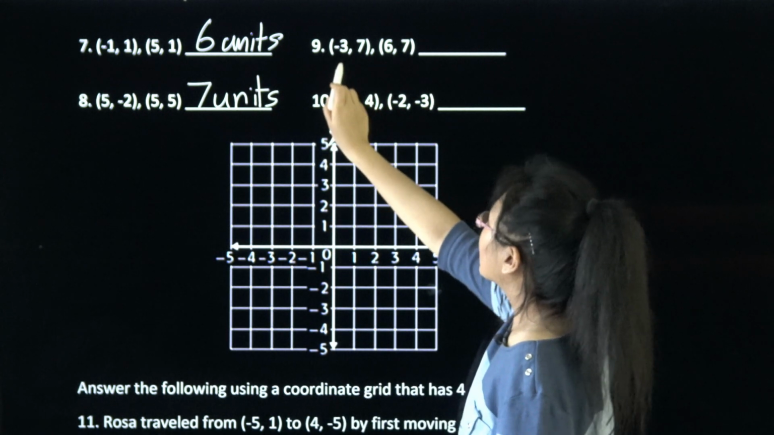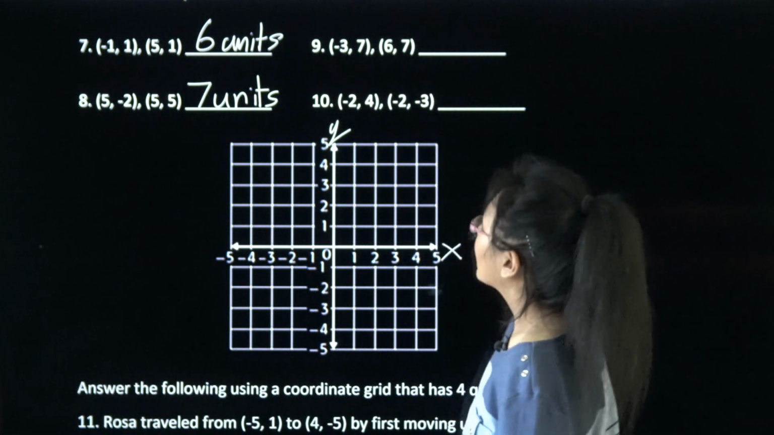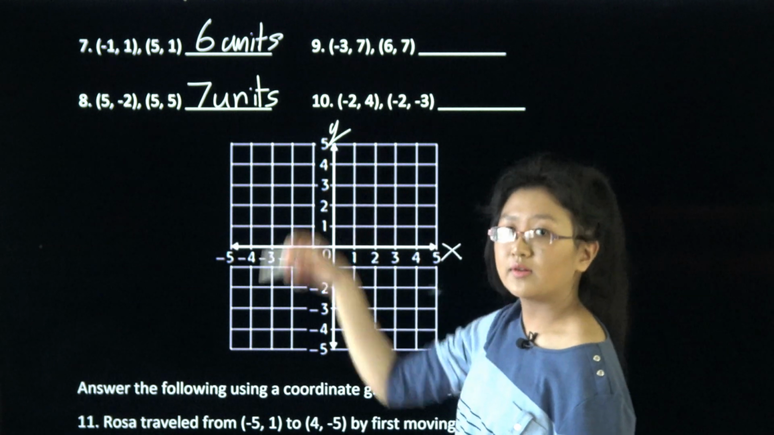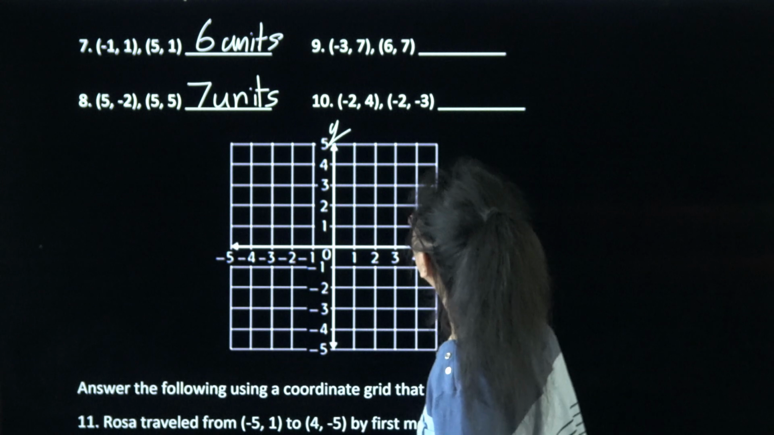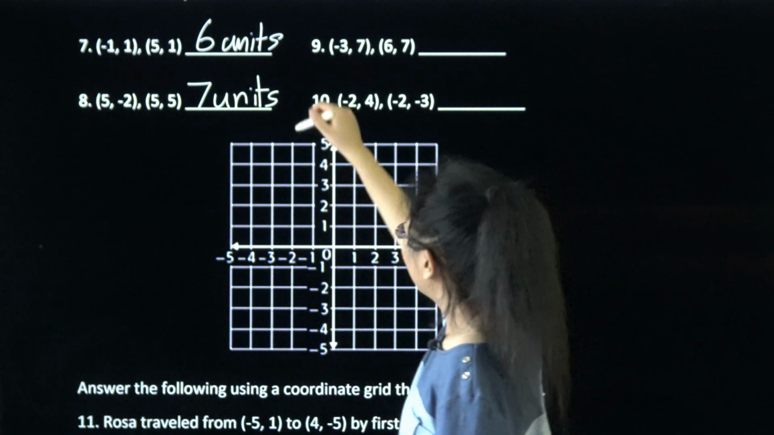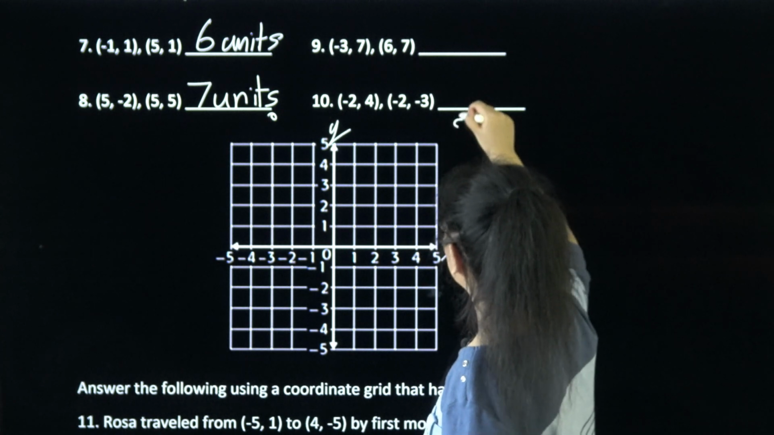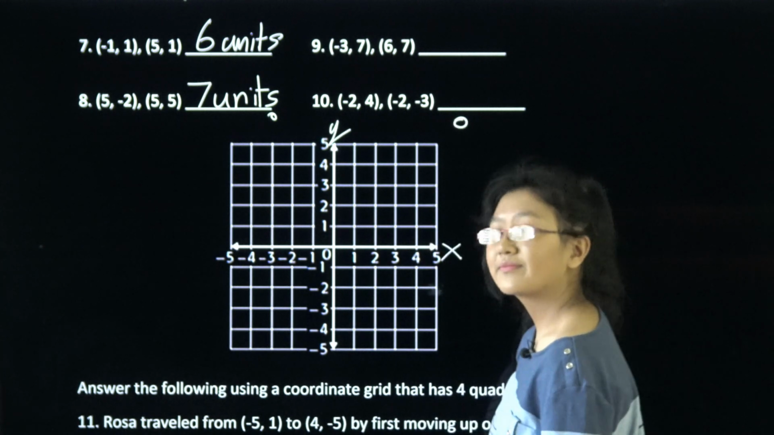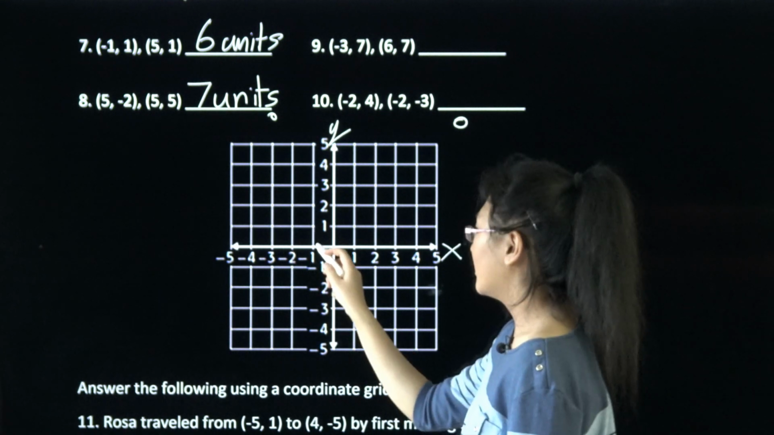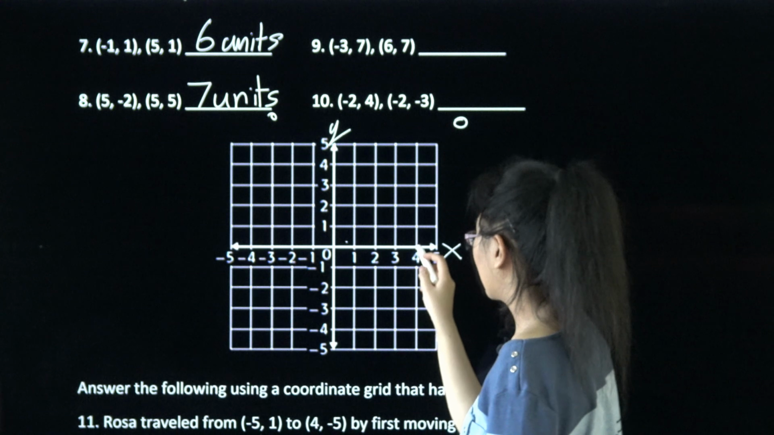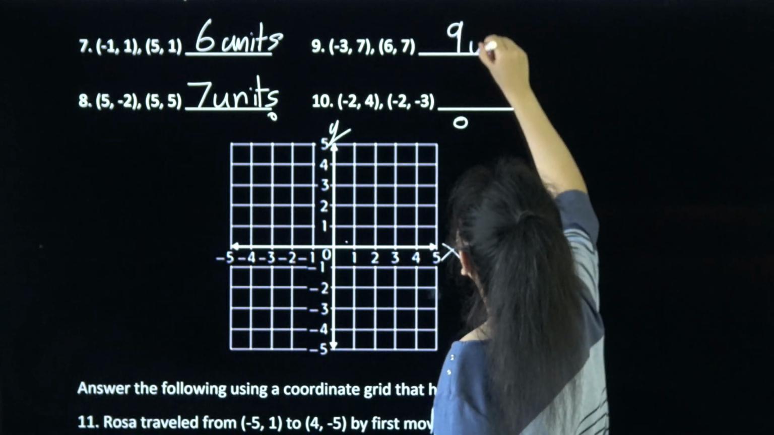The next question asks for negative 3, 7 and 6, 7. So as I said, the y value is the same, so it would be a horizontal line. Negative 3, 7 is all the way up here, and 6, 7 is not on the grid. Well, that's kind of sad, but we can still count from negative 3 to 6. 1, 2, 3, 4, 5, 6, 7, 8, 9. 9 units.